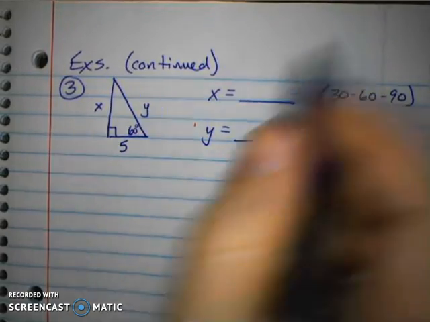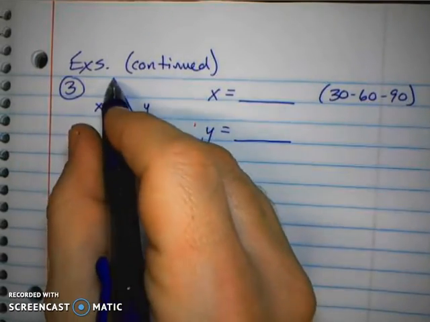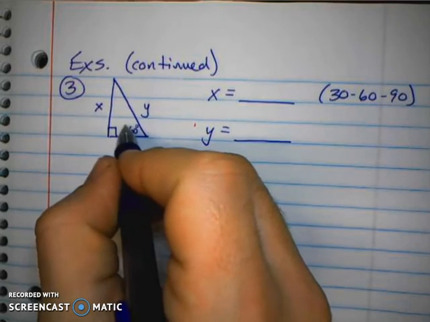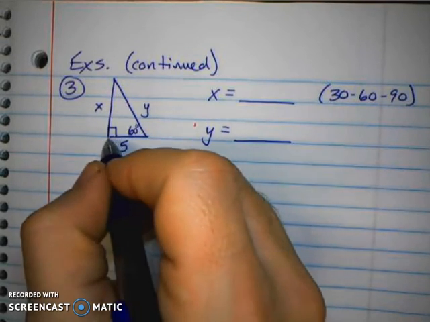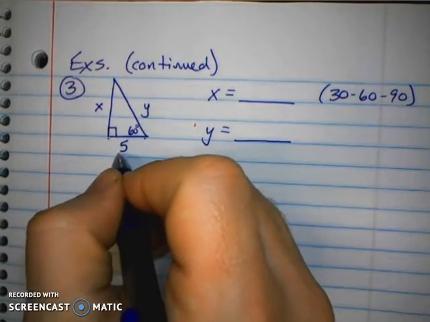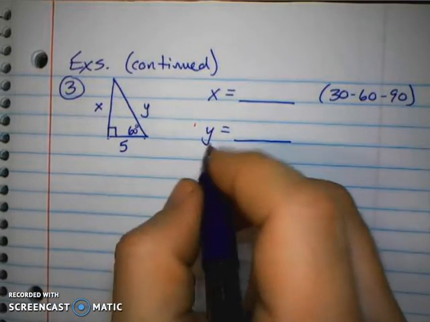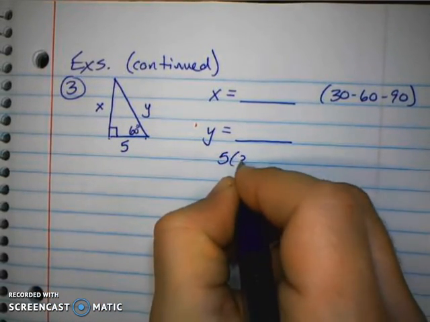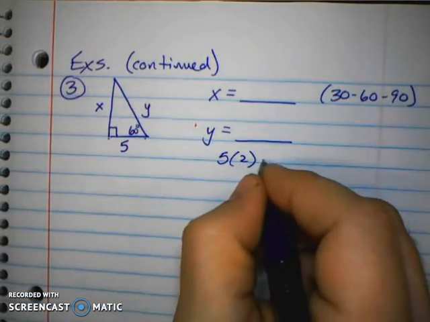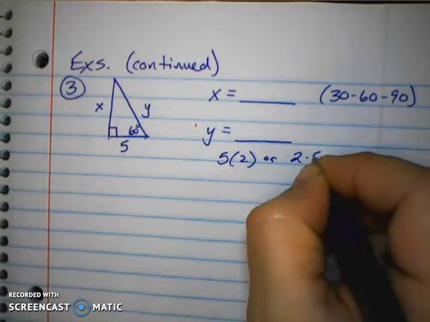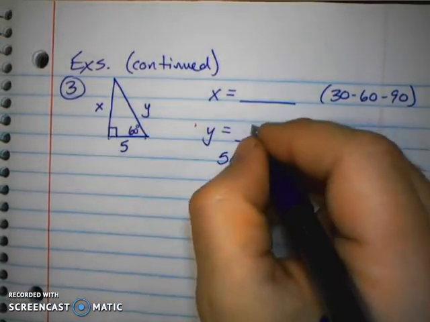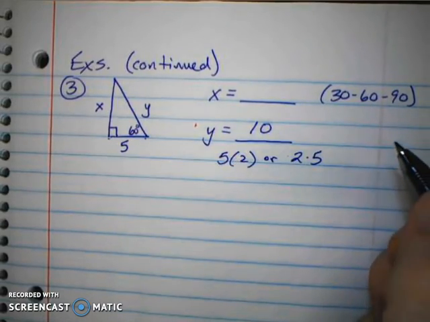So we're going to use the relationships from 30/60/90. The hypotenuse, the slanted side across from the right angle, is twice the short leg. So I can find y easily. Okay? Y equals 5 times 2, because we're going to double it, or 2 times 5. Either way, it means the same thing. So that we know that y has to equal 10.